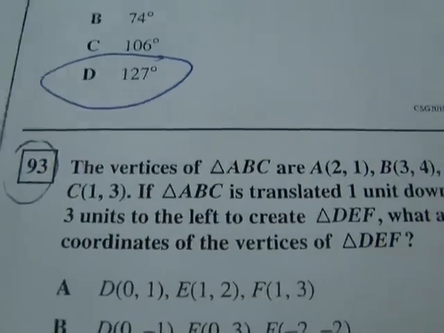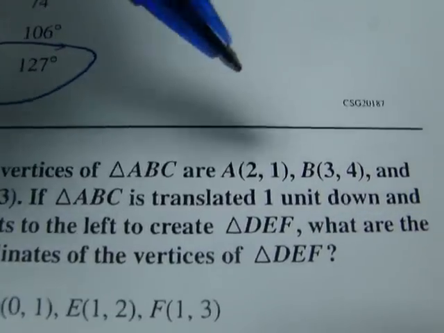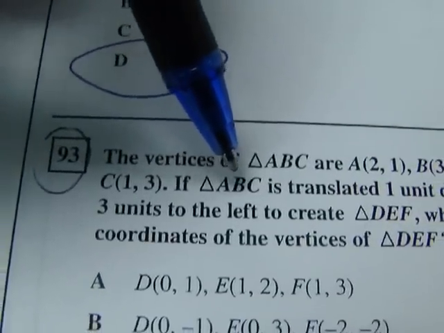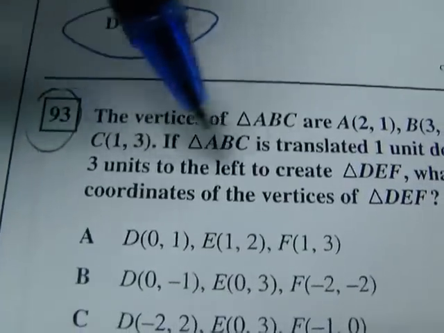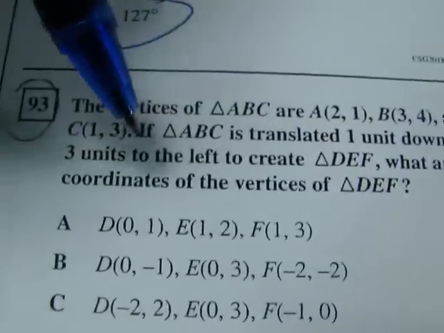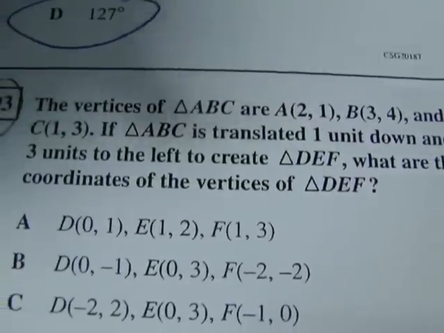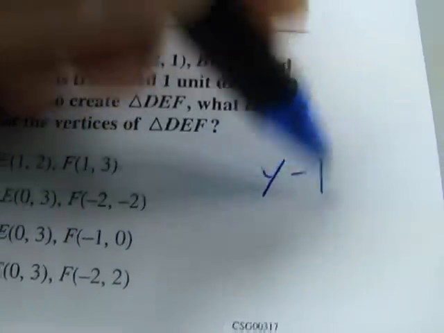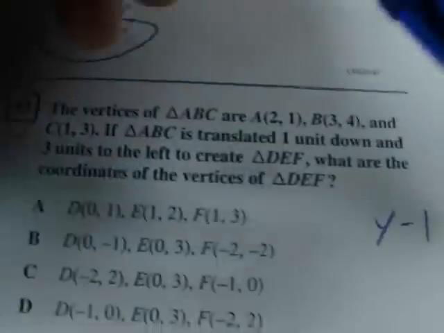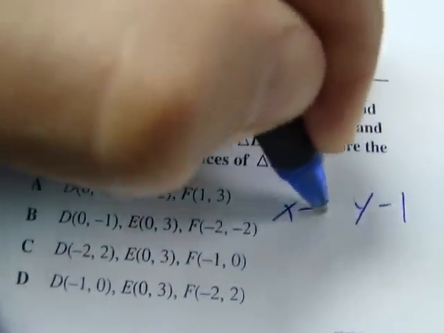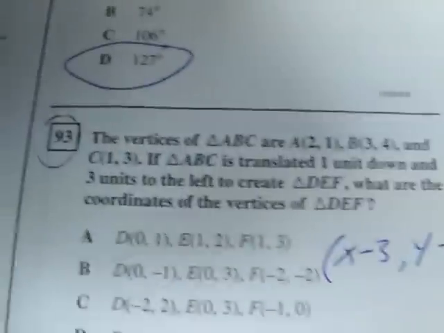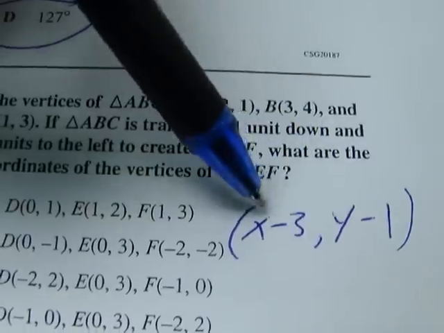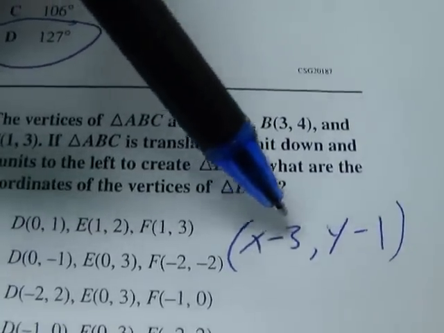Lots of reading. The vertices of triangle ABC are A (2, 1), B (3, 4), and C (1, 3). If triangle ABC is translated 1 unit down and 3 units to the left to create triangle DEF, what are the coordinates of the vertices of triangle DEF? When we see 1 unit down, that tells me y minus 1. And 3 to the left is x minus 3. It's important to get the sequence right, because even though it told us the y first and the x second, x always goes before y when you're writing your translation. So x minus 3, y minus 1.